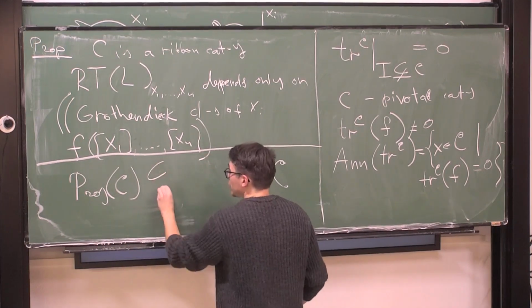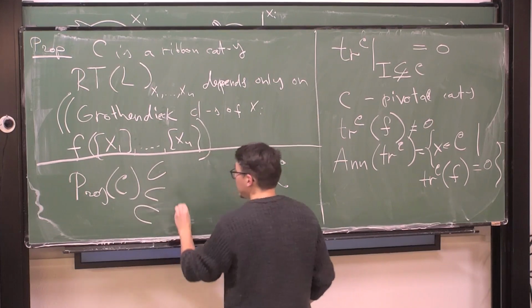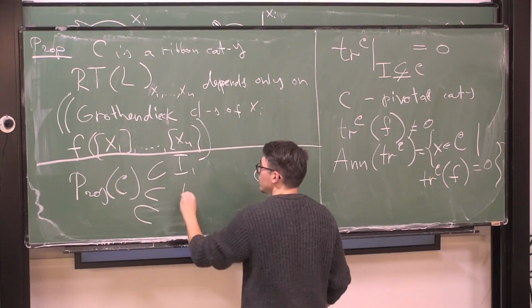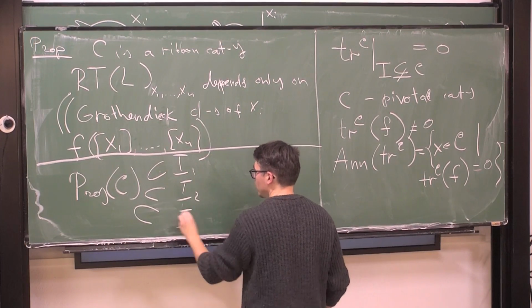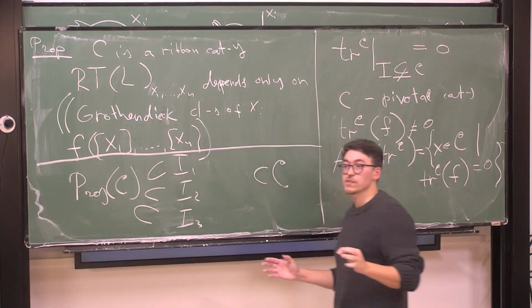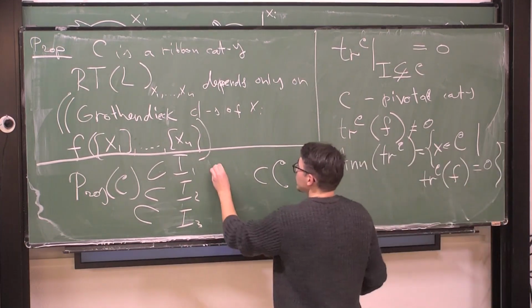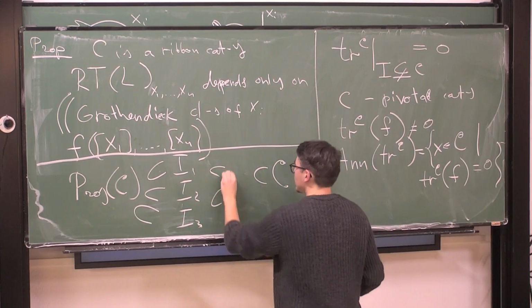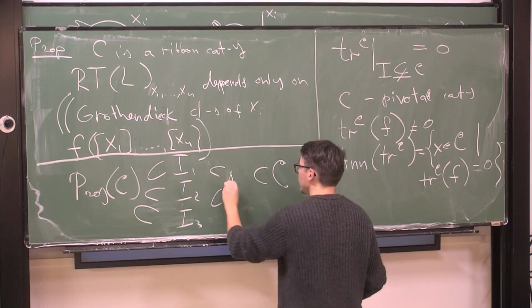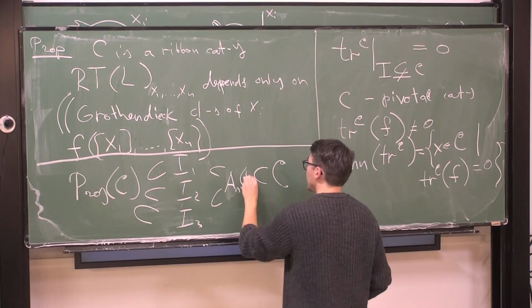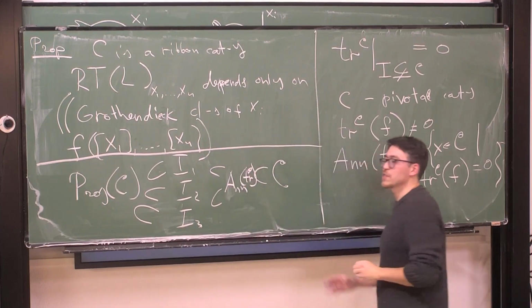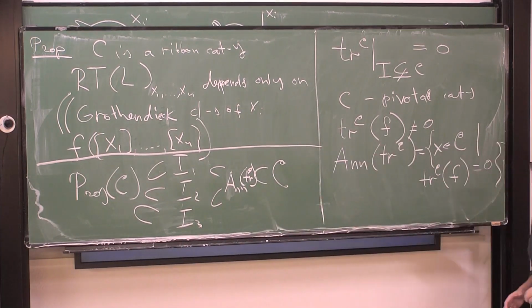And also you can show that it's contained in any other tensor ideal. You might have many, actually. Typically, we have continuously many tensor ideals. So you can show that the projective ideal is always contained in every other tensor ideal, and every other tensor ideal will be contained in this annihilator of categorical trace. And it's a proper subideal in C. Okay, so this is the structure.